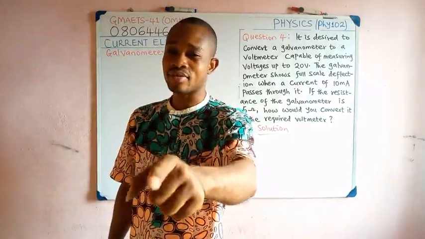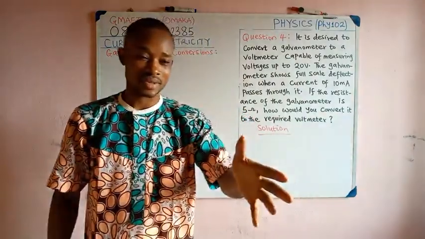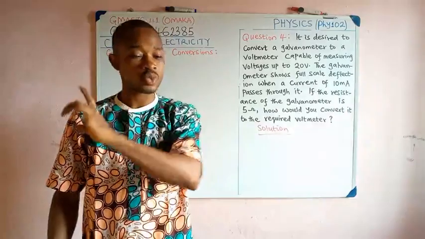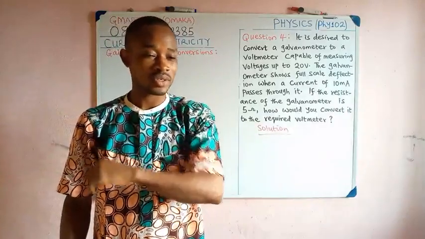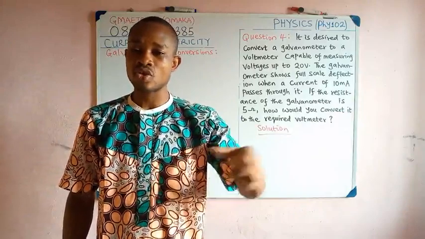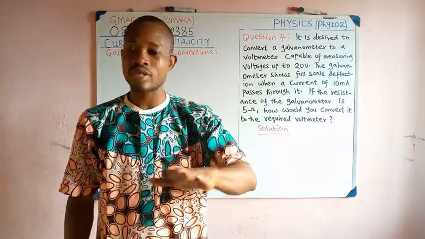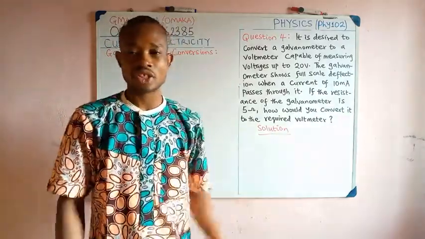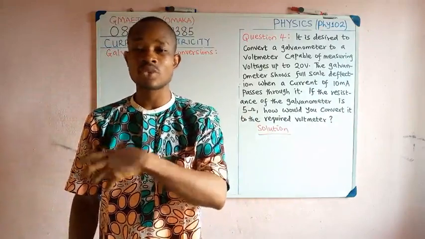In series. That's good. It's in series. For parallel connection, it's that of shunt, which we met previously in question 3. Is that okay? So here we're going to connect the multiplier in series with the galvanometer. I won't do a sketch here. You can solve without even sketching. In the previous question, on that of shunt, we did a sketch.